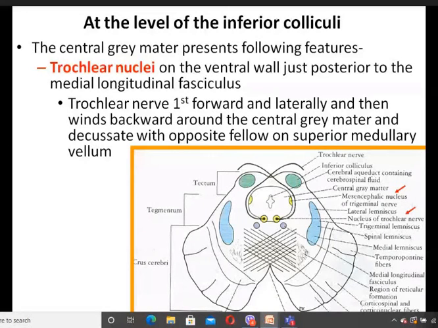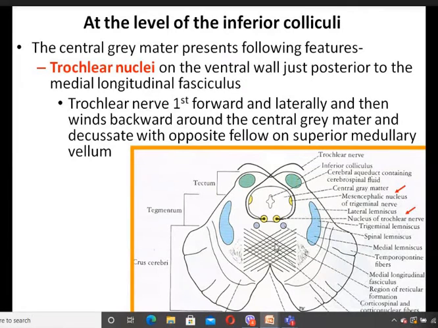the central gray matter presents the following features. One of the very important features is the trochlear nerve nucleus. So this is the cerebral aqueduct, central gray matter, and this is the nucleus of the trochlear nerve, the fourth cranial nerve. And here we can see on each side the mesencephalic nucleus. That is the main feature in this section. The trochlear nuclei are on the ventral wall just posterior to the medial longitudinal fasciculus.